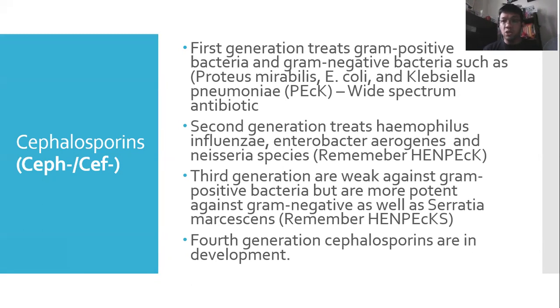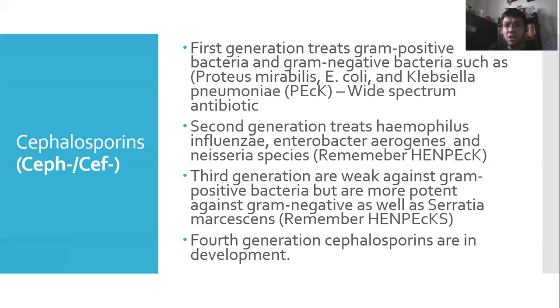With the first generation, I need you to remember this mnemonic, because the first generation treats both gram-positive and gram-negative bacteria, such as the following. They are in a mnemonic known as PEC. We have Proteus mirabilis, E. coli, and Klebsiella pneumoniae. So if you have a respiratory infection brought about by these different kinds of bacteria, you can be treated with the first generation cephalosporins.